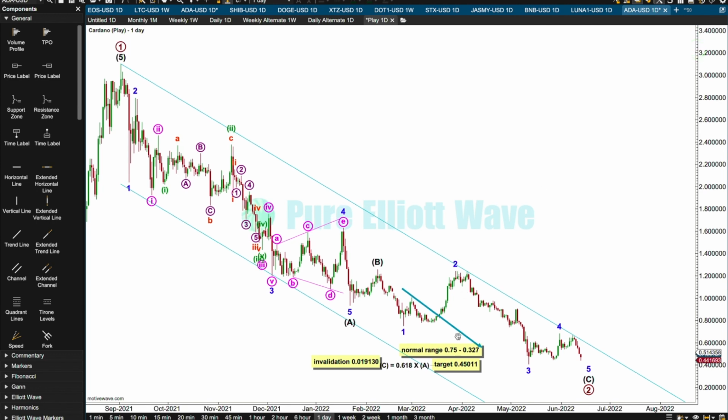Proportions aren't always perfect. You can't expect perfection in charts. I mean, you can hope, but hope's a terrible strategy. What was my target?